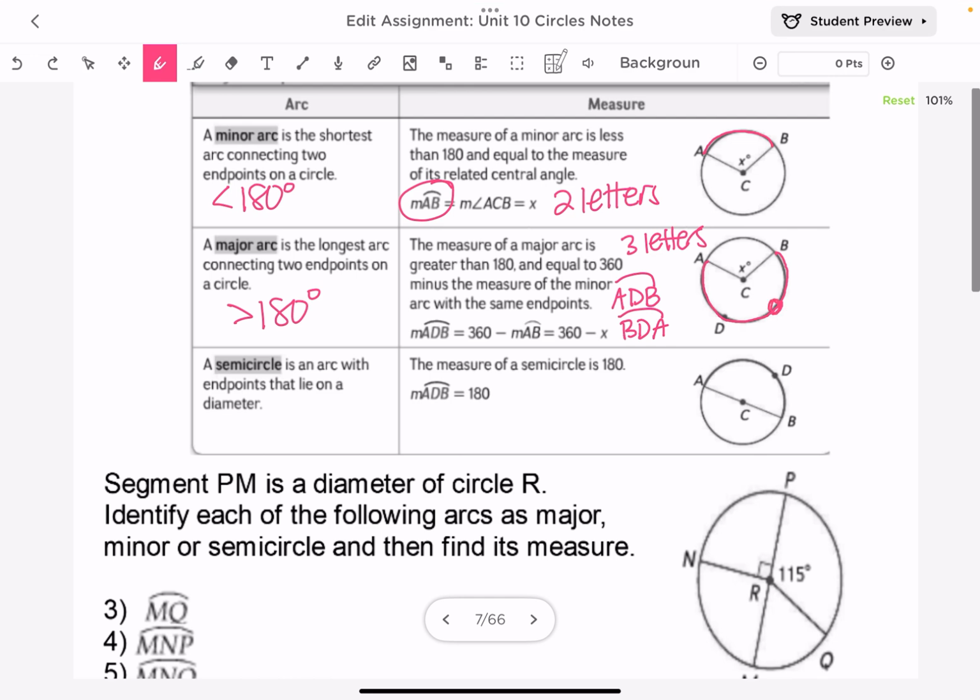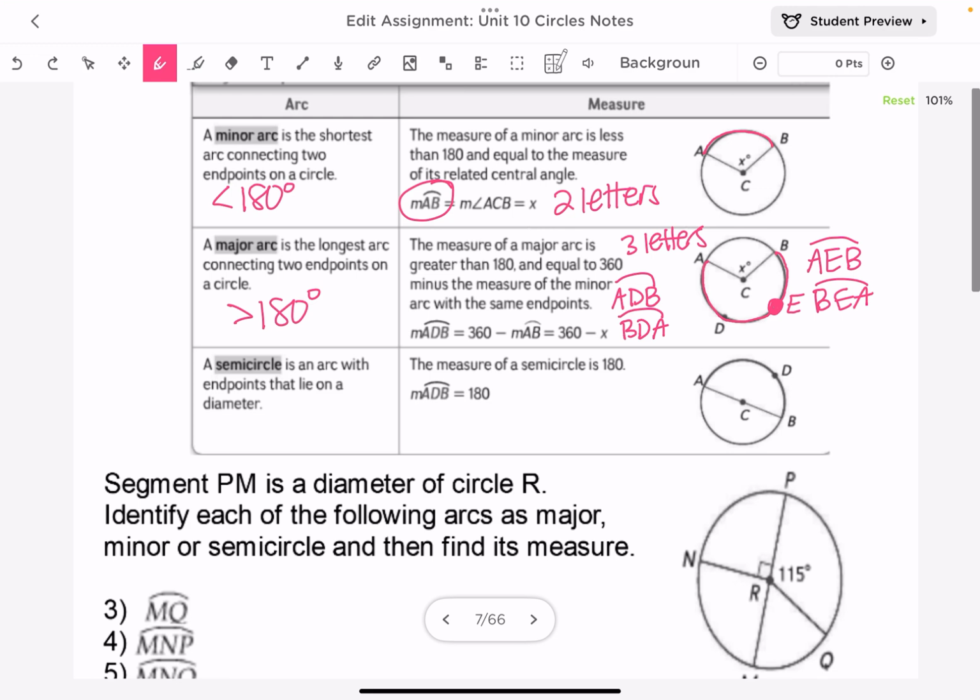So even if I added a point on here, let's say I put an E on there, I could say AEB or BEA. But I have to start with A and go to B, or start with B and go all the way to A. And then otherwise, I can use either one of those other points.